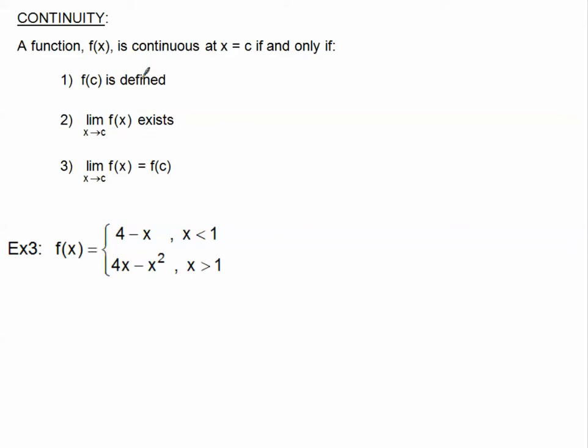What that means is I have to put the domain point into my function and there has to be an output clearly defined. Part 2, the limit as x approaches c of our function has to exist. So that means that the left side of c and the right side of c both have to be approaching the same value, so therefore the limit will exist. And part 3, this is what links these two things together: the limit that we just found in part 2 has to be equal to the output that we find in part 1. So all three of these have to be true for our function to be continuous.